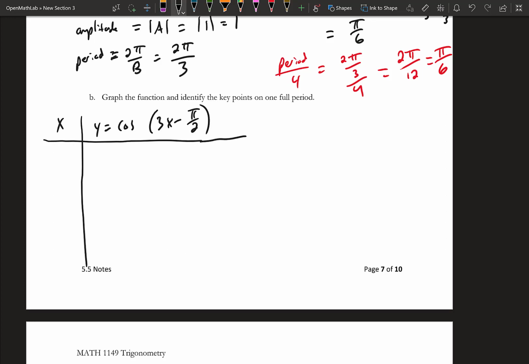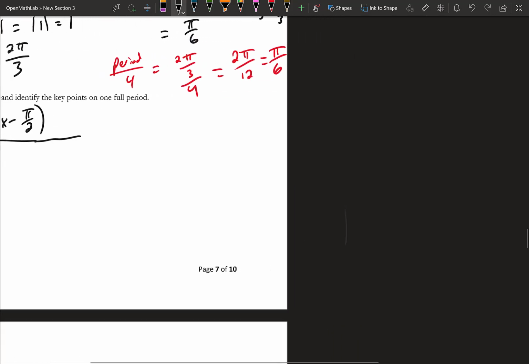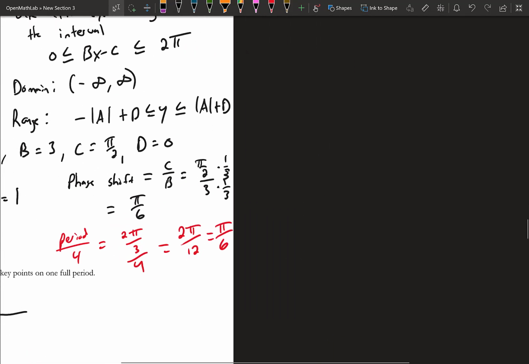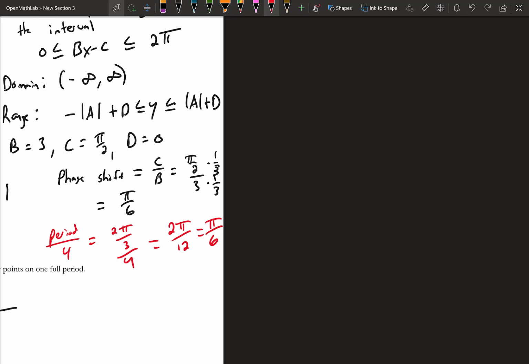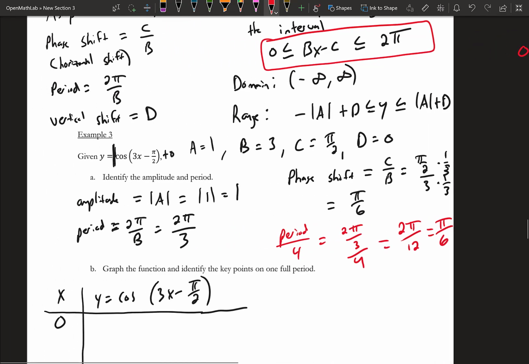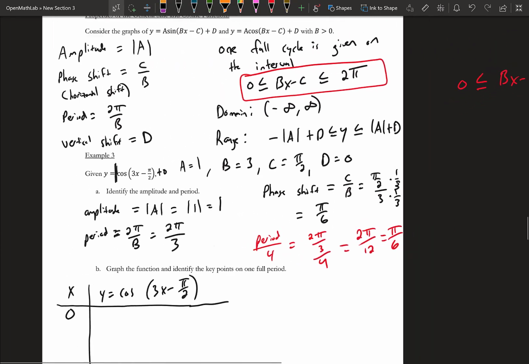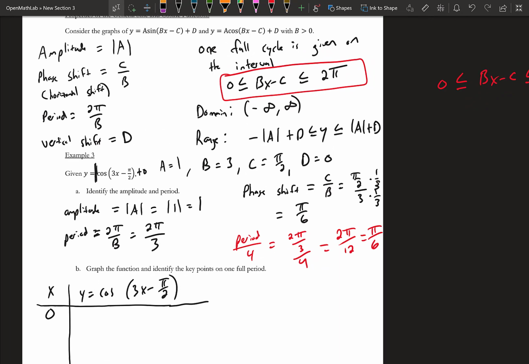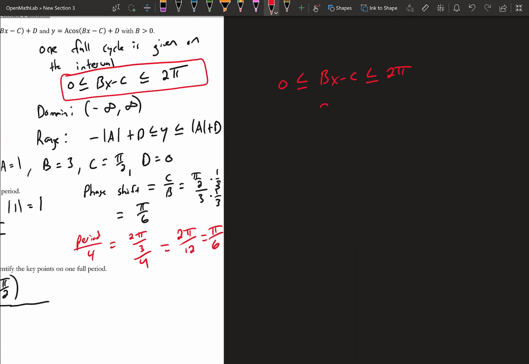So I'd want to start at 0, and I'm going to go up by pi over 6 each time, right? And if I wanted to, something we could do is use this interval. So we have 0 less than or equal to bx minus c less than or equal to 2 pi, right? So the bx minus c for us would be 3x minus pi over 2.